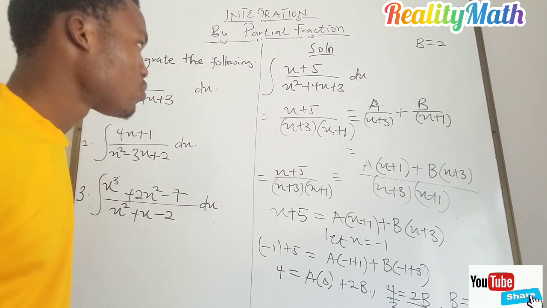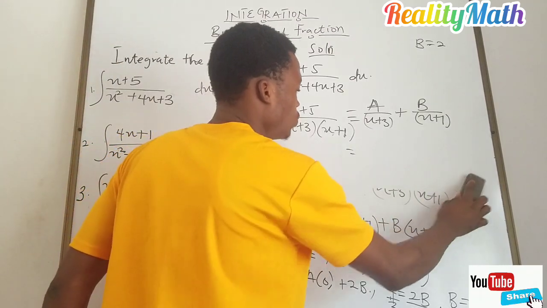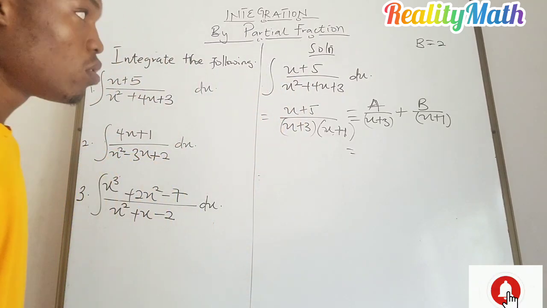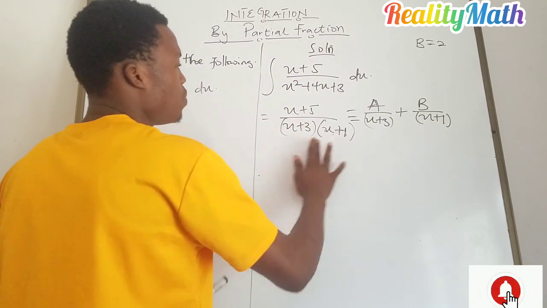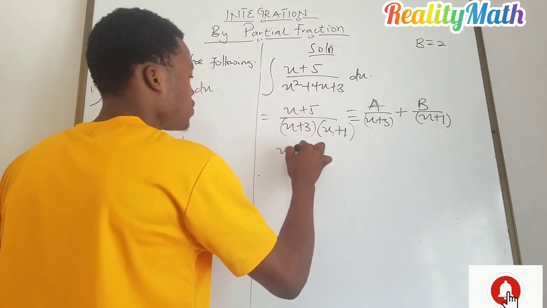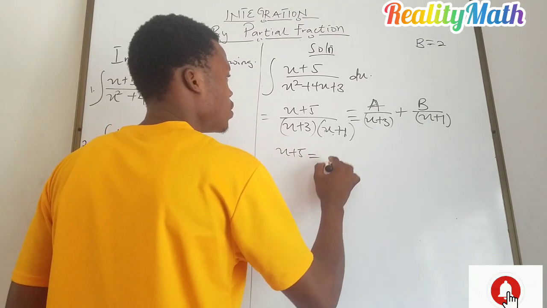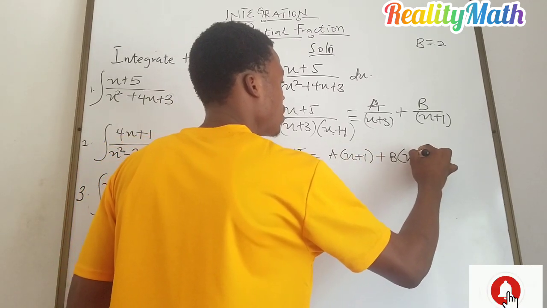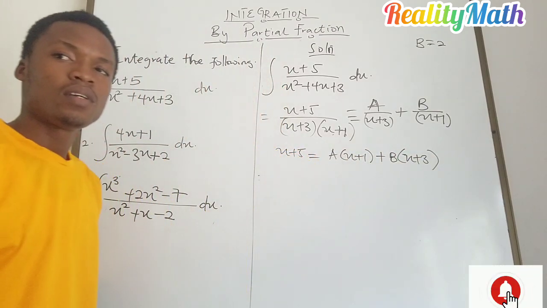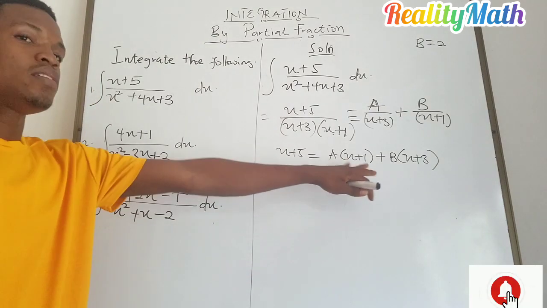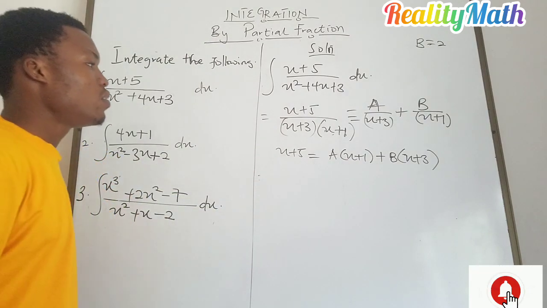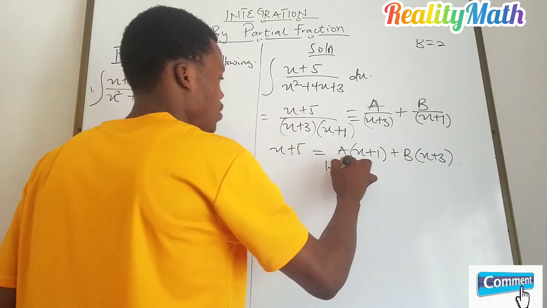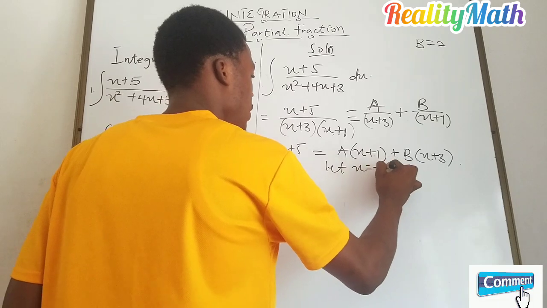Alright, so let's see what we now do to get the value for A. Let me bring the equation again. You have x plus 5 equal to A into bracket x plus 1 plus B into bracket x plus 3, right? Now in this, let's try to make our B term 0. So let our x be equal to minus 3.